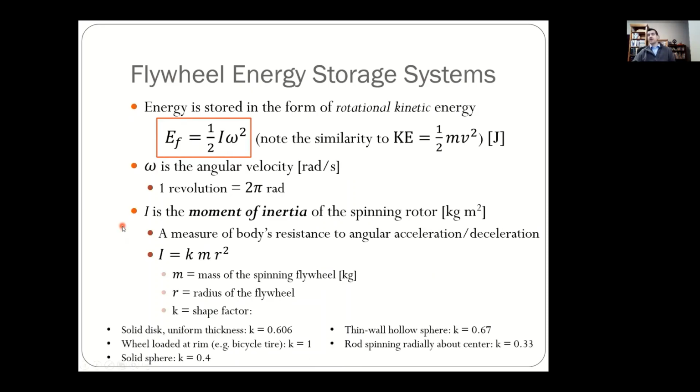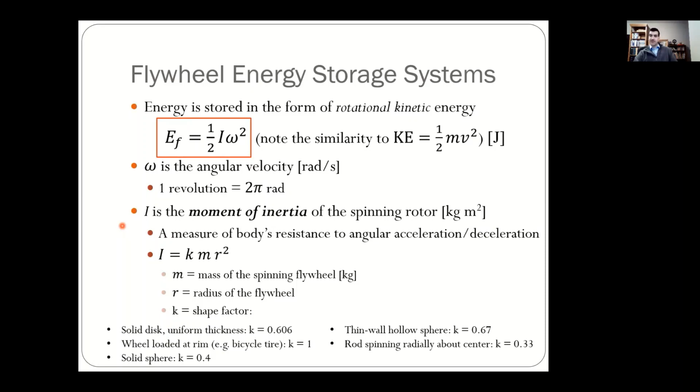All right, here's some equations that you're going to use to solve some problems. There's nothing too tricky or too fancy here, but this is important to doing some kind of back of the envelope calculations for flywheels. So the equation in the red box obviously is the most important one.